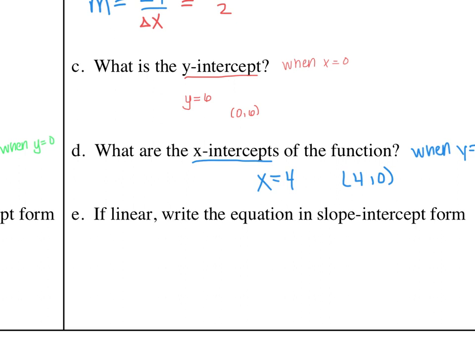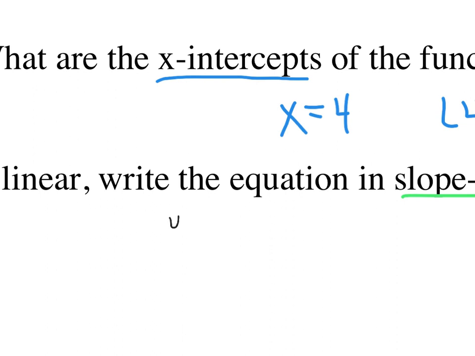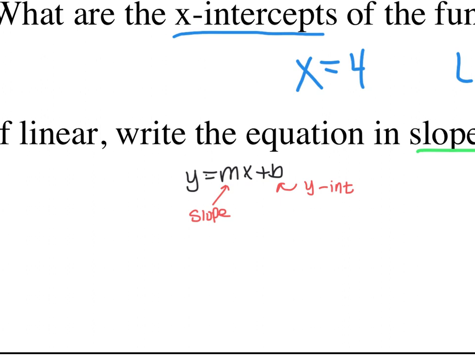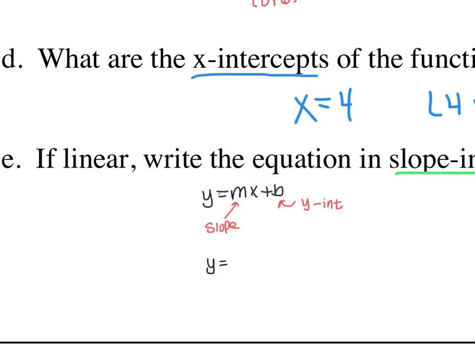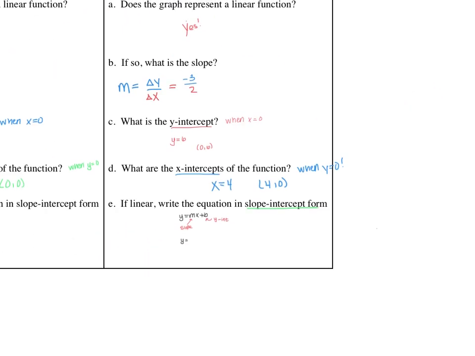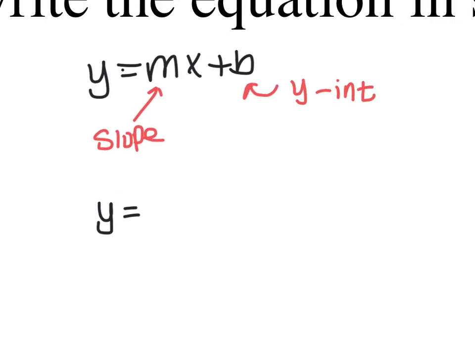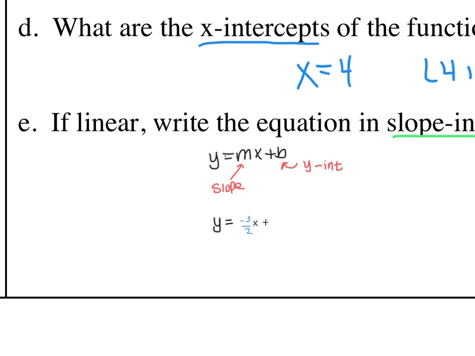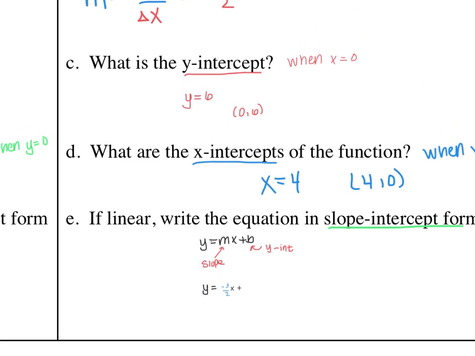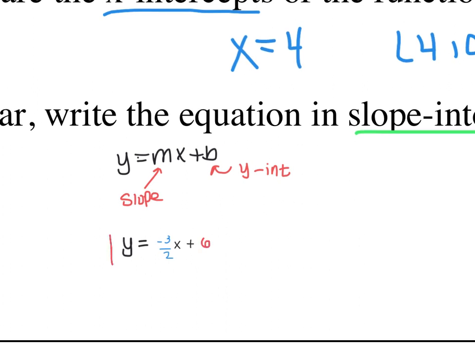Now, if it's linear, write the equation in slope-intercept form. Well, we know our slope-intercept form equation, I'm going to go through it all over again, is y equals mx plus b. And that's an equal, not a minus, where m is our slope, and b is our y-intercept. So when I write this equation, I have y equals, my slope we said before was -3/2, and it is a -3/2, so you can't just write 3/2, because that will be wrong. I then put my variable for x, and then I add my y-intercept, which we said was a 6. So my equation is y = -3/2x + 6. And that's your final answer.